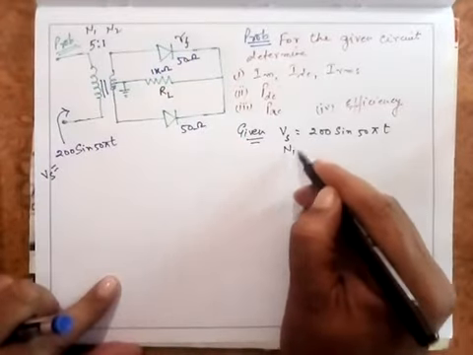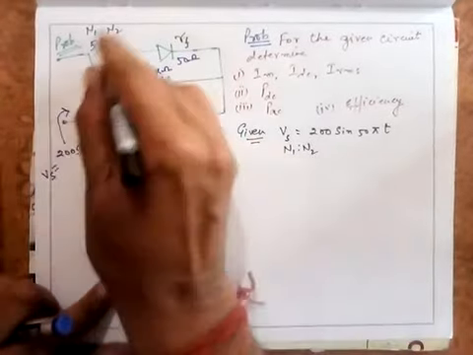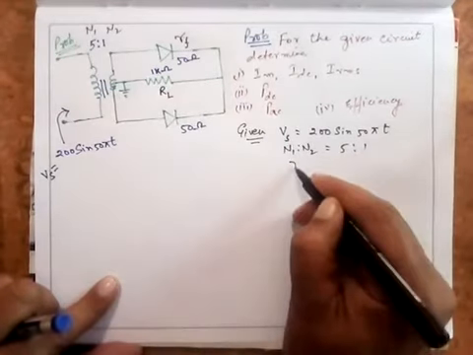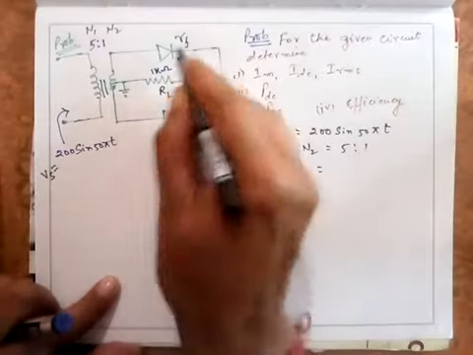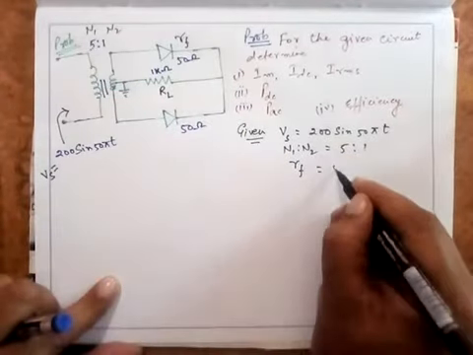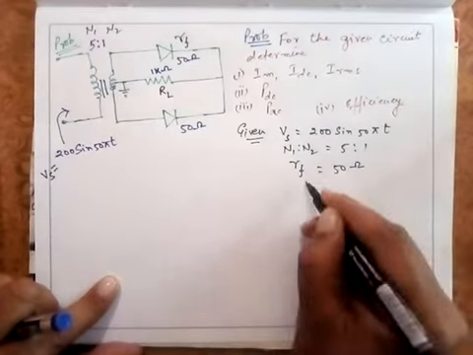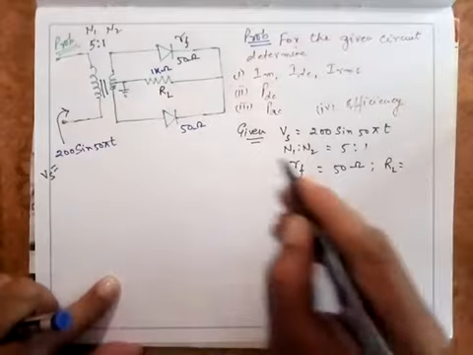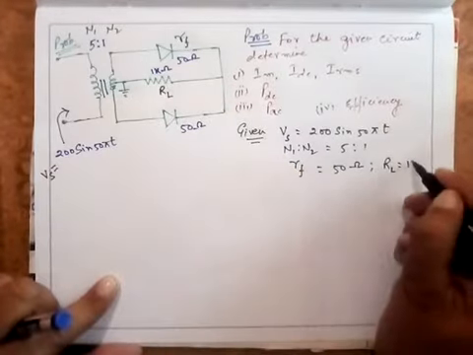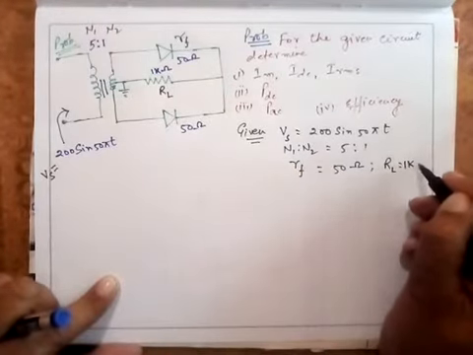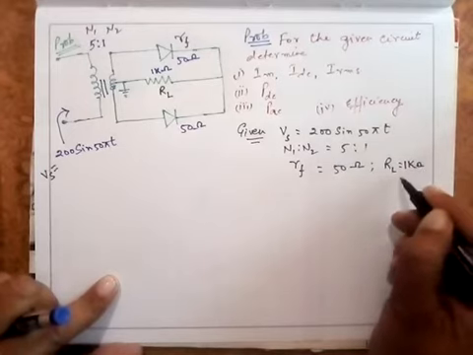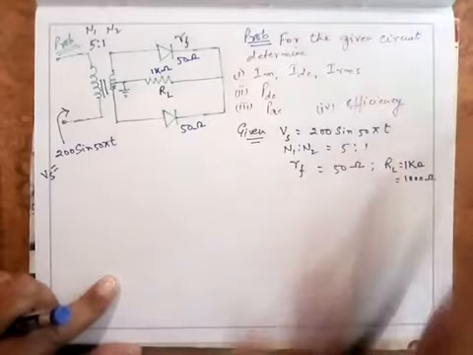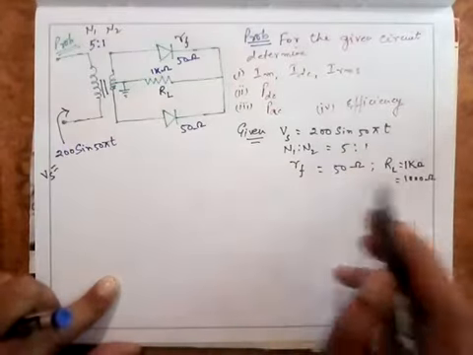Let's write out a few more things. N1 to N2, the turns ratio of this transformer, is 5:1. The forward resistance of the diode RF is 50 ohm, and the load resistance RL is 1 kilo ohm, or I can say 1000 ohm. For simplicity, I generally take it as 1000 ohm. So this is given to me.